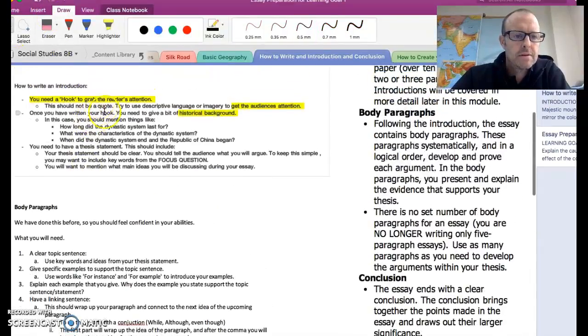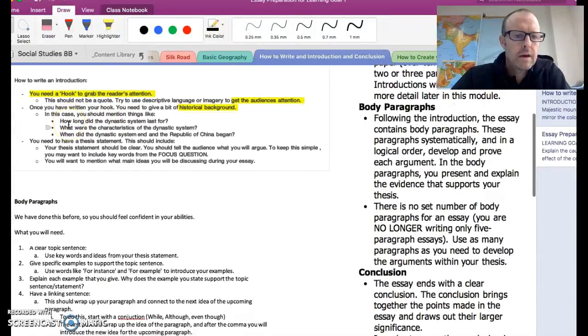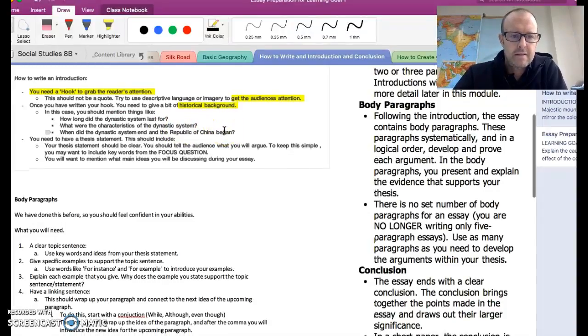Then it tells you, okay, we want to give a historical background. So in this case, I'm going to talk about, or you will talk about, the dynastic system, how long did it last for, what were the characters of the dynasties, and then maybe some dates when the dynastic system ends and the Republic of China begins. Okay, so remember 1911 being a key date that we need to know as far as when dynasties end.